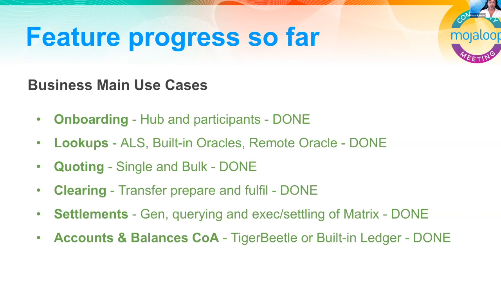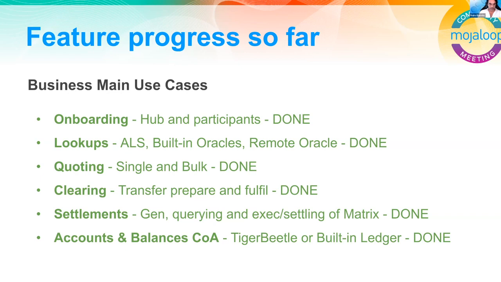And most important, which was the part that was missing since the last demo that we did, we're now able to update the accounts at the end of the settlement process. Accounts and balances are in the same status. That's pretty much because it was stable before. It works with either Tiger Beetle or the built-in ledger.